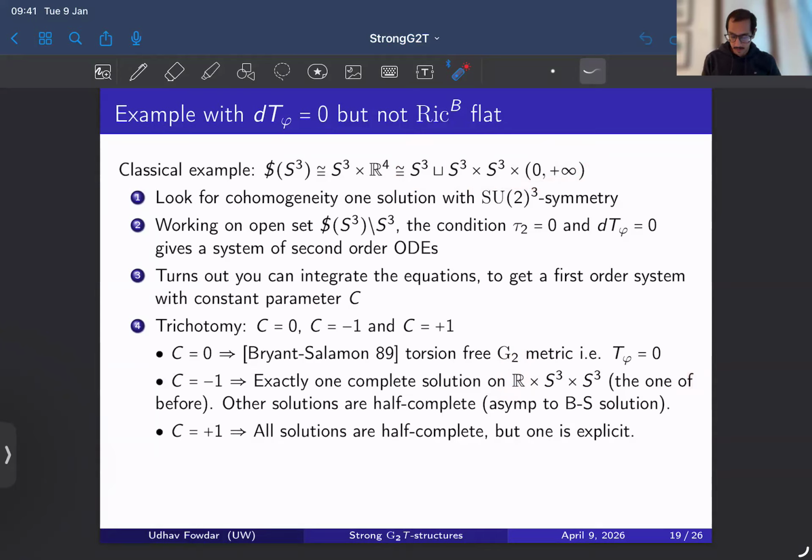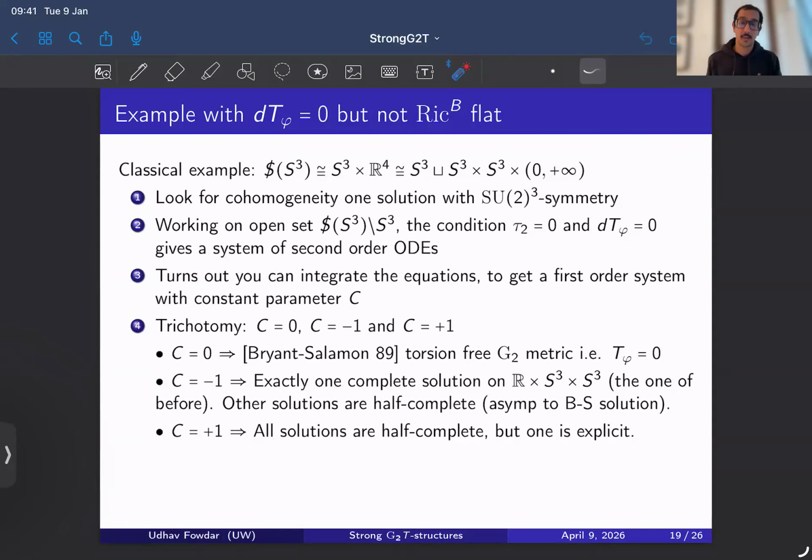And in the last case, when you try to look for solutions, there's at least one explicit one, but there's a bunch of other solutions, and all of them are not complete. So all of the solutions, when you look at the ODE, they all degenerate. Asymptotically, all of them are torsion-free, but as you move towards the 0 section, the ODE degenerates, and so the solution is in fact never complete. It's always incomplete. So there are no new examples of strong G2 structures in these cases here.